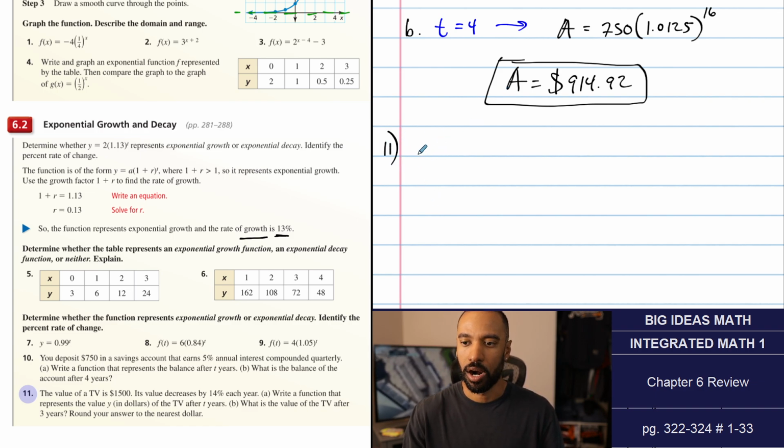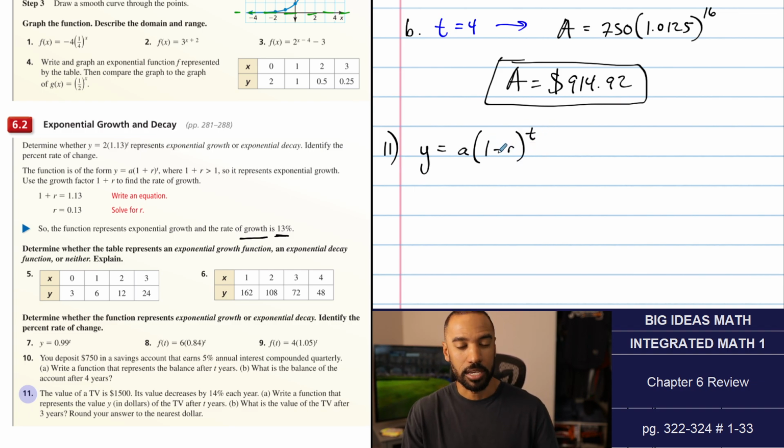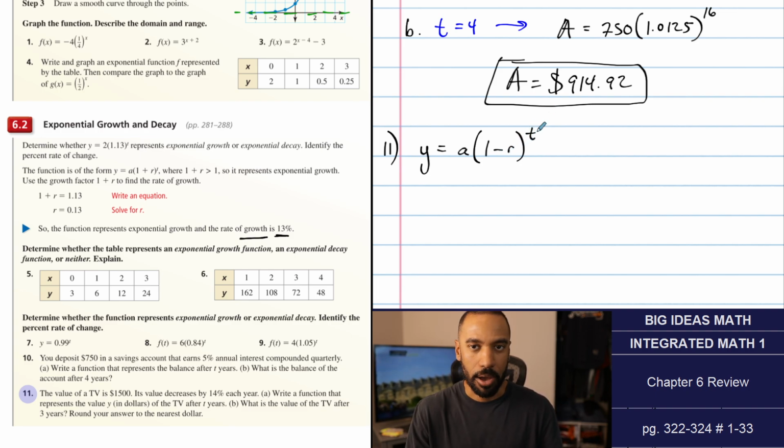We go back to our y equals a. See, the letters don't really matter, guys. It's just the formula that we've seen. But 1 minus r to the t power. Notice it is a minus because it's a decay. And it's not compounded over time or anything. It's just this. So our a value is the initial $1,500. It's going to decrease by 14% each year.